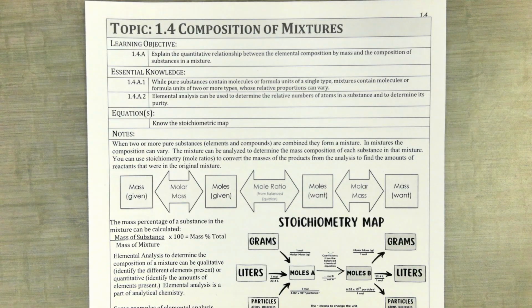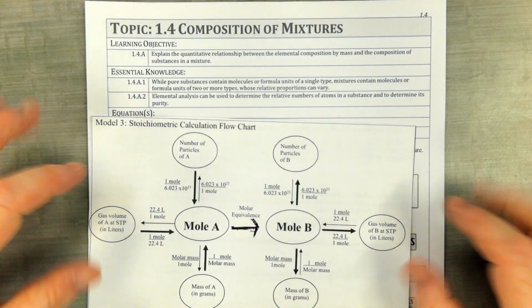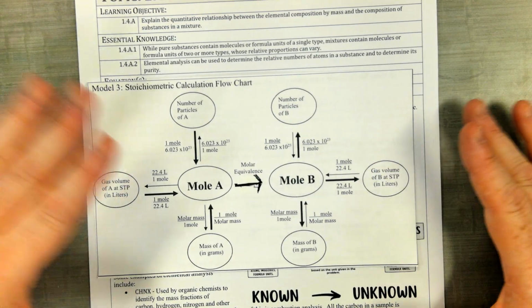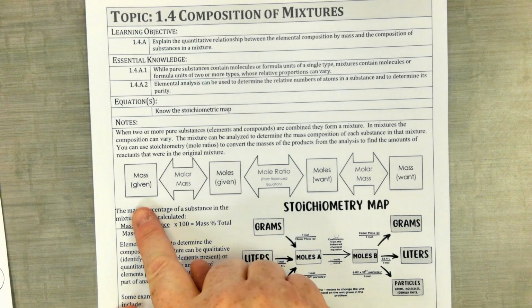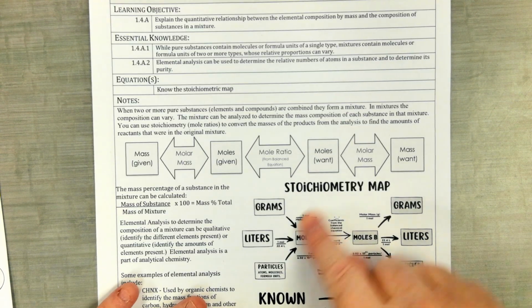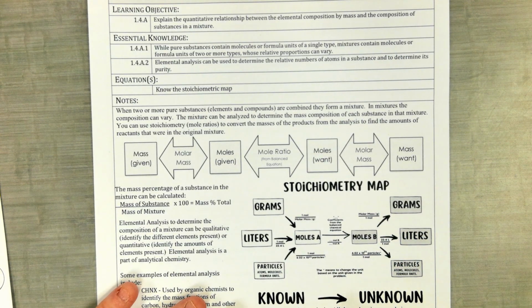Now, I had shown you in 1.1 a little stoich map that you could use, and if you want to pause the video again, you can and write all that down. This is mass of the given to mass of the want or unknown, but I also put this little map in there for you.